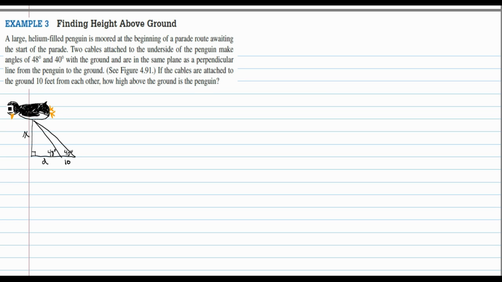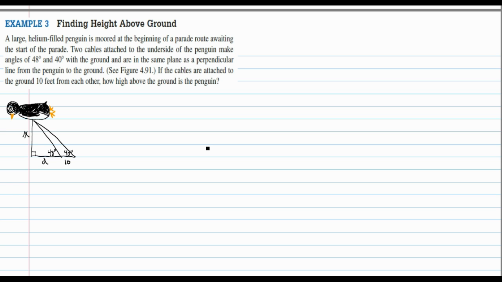So what I've drawn here is my cute little penguin, and here's the cable that makes a 48 degree angle with the ground, and here's the cable that makes a 40-degree angle with the ground. The distance between these two people holding these cables is 10 feet. And we are looking for x, the height. Well, we still need to consider d, the distance that this closer float holder is from the perpendicular down from the penguin, because it will be part of the adjacent side of both the 48-degree angle and the 40-degree angle.